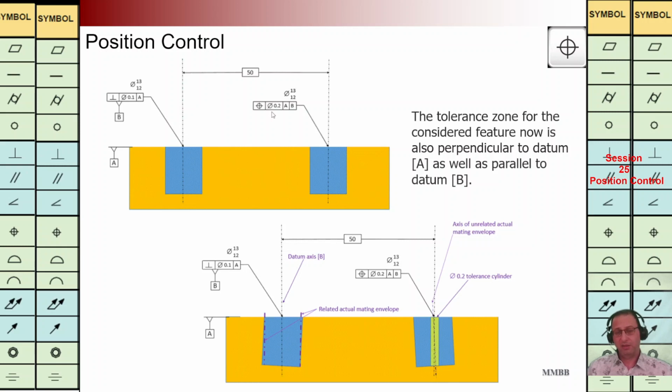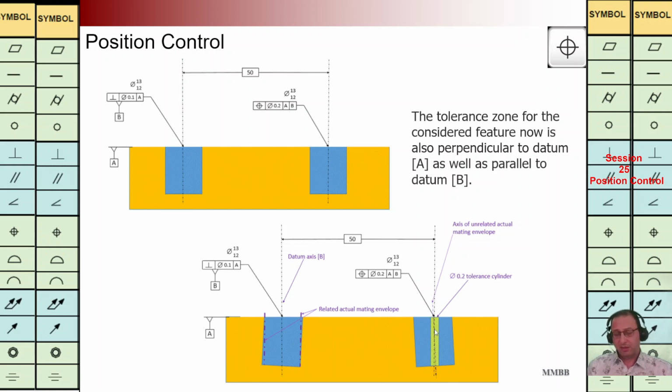In this example, it is the same as the last example, but here we have A and B. We have the positioning symbol, a cylinder with a diameter of 0.2 back to A and B. A is this plane, B is the axis of this hole on the left-hand side. As you can see at the bottom, we are going to have this cylinder. This cylinder should be perpendicular to A as well as parallel to B.